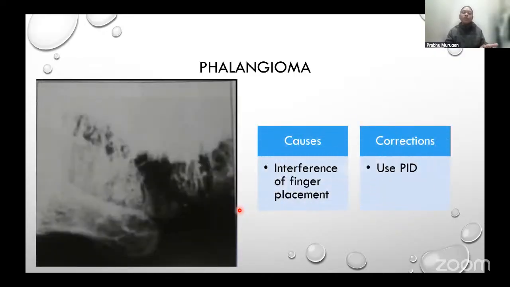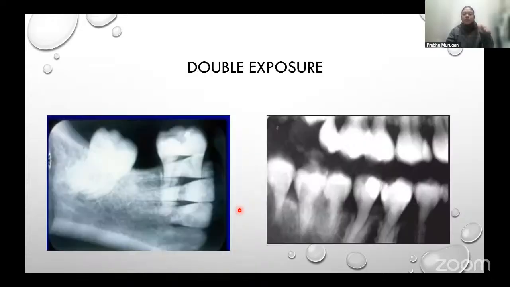Phalangioma happens because of your finger impression that is visible on the X-ray, the interference of your finger placement. Double exposure: you didn't know that the X-ray film had already been exposed and then you expose it again. It will result in double exposure. Or because of improper movement, you expose the same film again, which leads to a distorted image. This double exposure can happen in the case of PSPs also. I told you there has to be plate erasing prior to exposure, but nowadays automatic plate erasing systems are there, so double exposure is avoided.